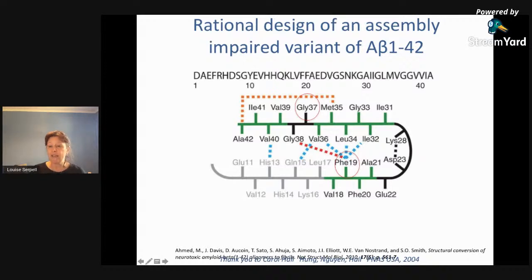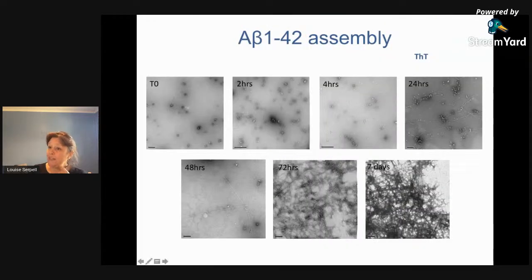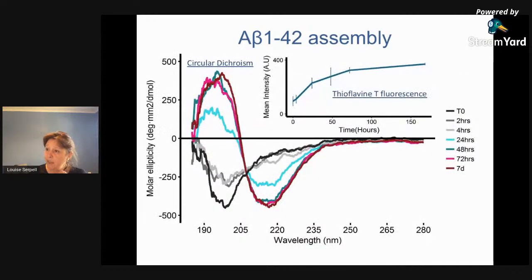So that's the idea. The first thing I want to show you is just to remind you that amyloid beta forms oligomers, and they grow and they form amyloid. They form these protofibrils, fibrils, finally very dense fibrils, and lots of fibrils. If we take our variant A beta that we then made, we will find that it doesn't form fibrils.